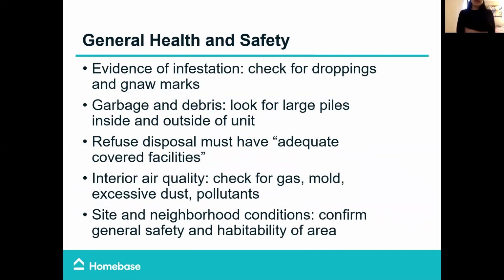You're also going to want to check for evidence of infestation, so checking for droppings and gnaw marks. HUD doesn't explicitly address bed bugs, but that's likely a fail. You're also going to want to check that there aren't large piles of garbage and debris either inside or outside of the unit, and that all garbage has adequate covered facilities and lids. You also want to check for interior air quality: check for gas, mold, excessive dust, and pollutants, and then finally confirm the general safety and habitability of the area. So here you would check for general flooding, poor drainage, things of that nature. Next slide, please.